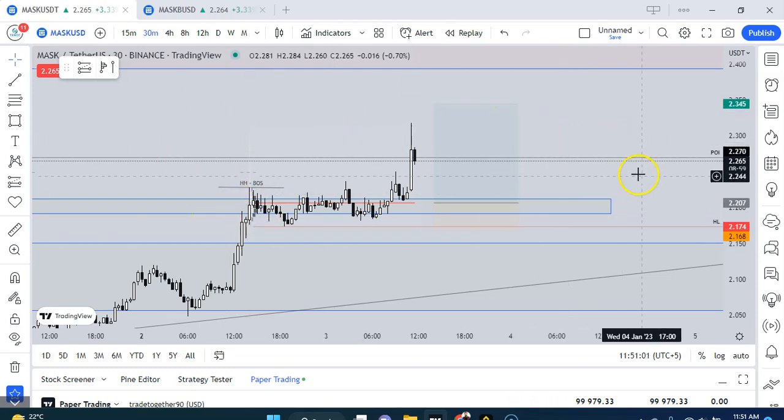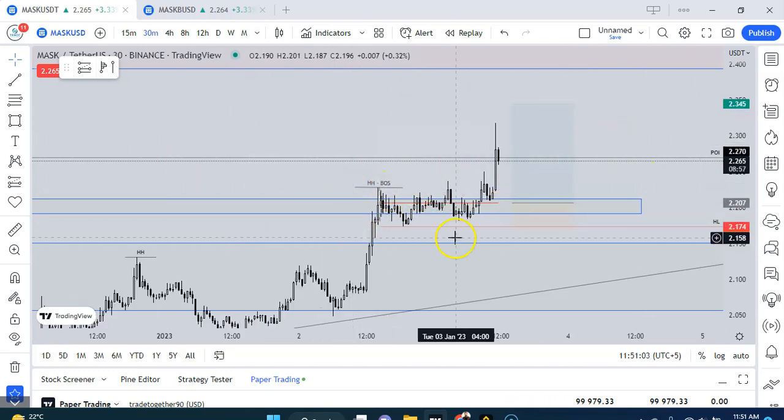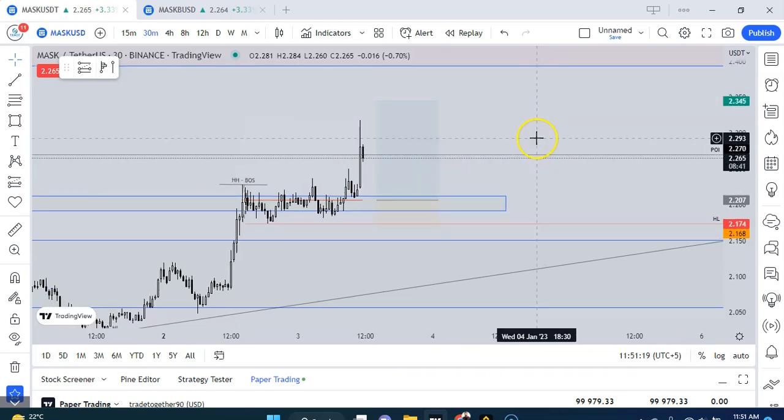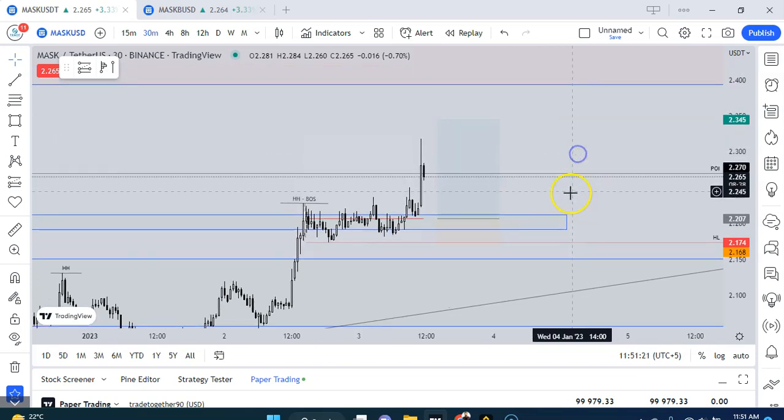So here you can see, whenever the high is broken, a new high is created. So we are expecting the price to retrace back here and break this high and go grab the new high. So this will be our take profit 1, and this will be our take profit 2. Guys, this setup will be subject to BTC price movement.